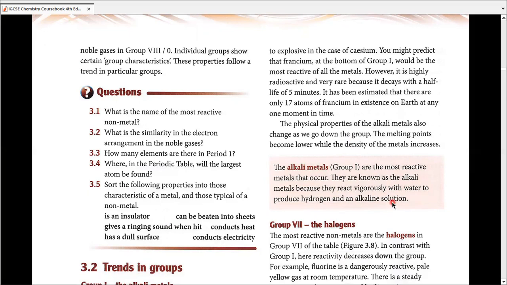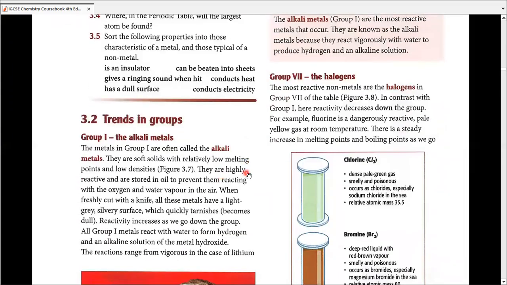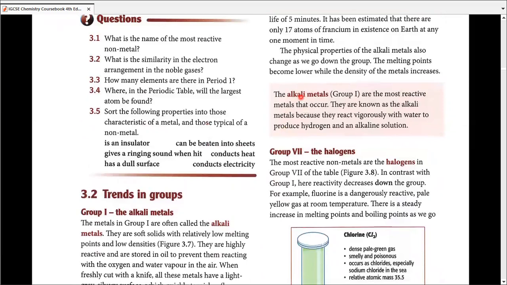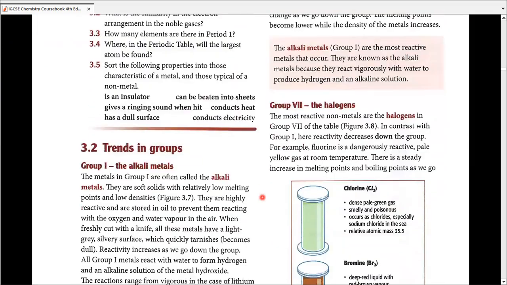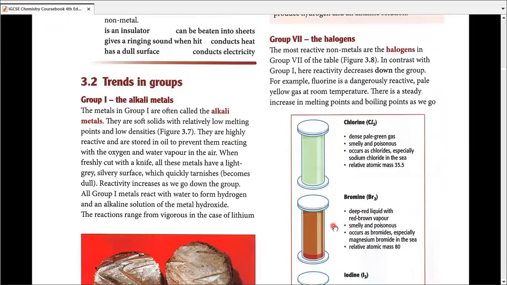But that happens only with the ones that are vigorous. Here I'm talking about rubidium, cesium, or to some extent potassium. They produce hydrogen with an alkaline solution. That's about it for group 1. So you have the physical and chemical points that you already have separated. So I think you can easily discuss that.